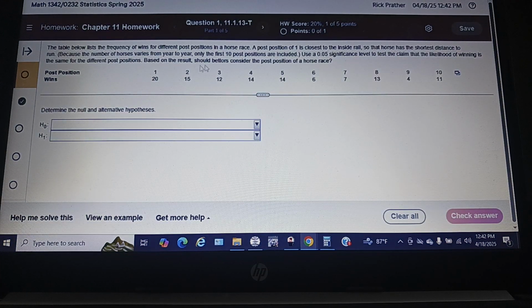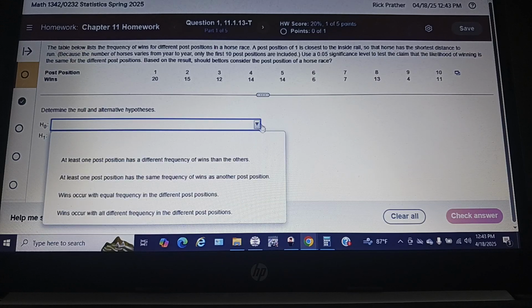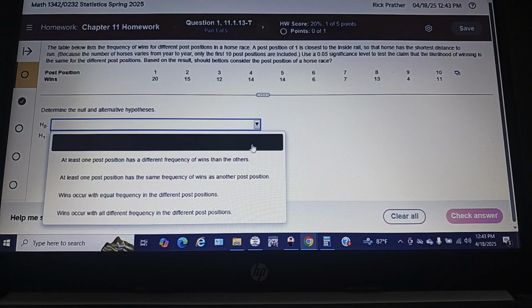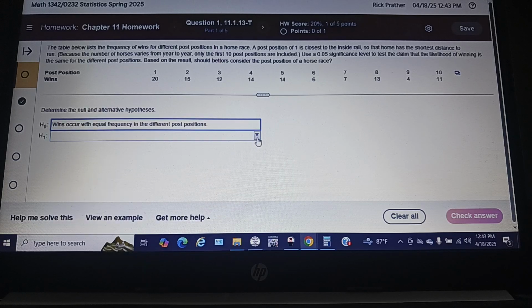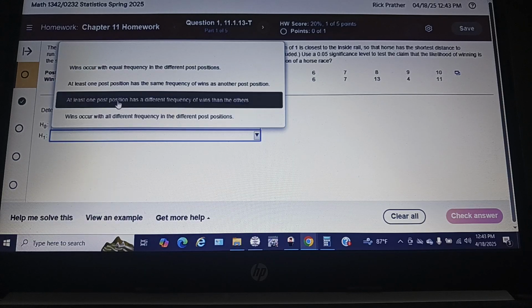Okay, so where's the claim? Should bettors consider the post position of a horse race? Oh, no, wait, here's the claim. Test the claim that the likelihood of winning is the same for each post position. So the null is always like that, there's nothing special going on. Everything's roughly equal. So wins occur with equal frequencies in all the different post positions. That's the null. The alternative is at least one post position is different than the others. Maybe they're all different, but at least one's different.